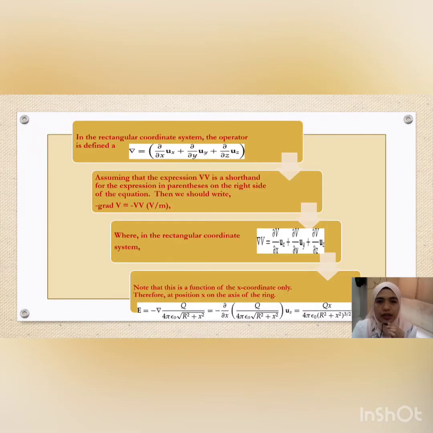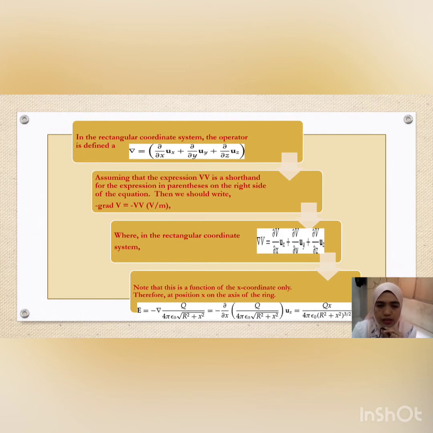In the rectangular coordinate system, the gradient operator is defined as ∇ = ∂/∂x ux + ∂/∂y uy + ∂/∂z uz. Assuming that the expression ∇ is a shorthand for the expression in parentheses on the right side of the equation, then we should write E = -∇V, where in the rectangular coordinate system ∇V = ∂V/∂x ux + ∂V/∂y uy + ∂V/∂z uz.